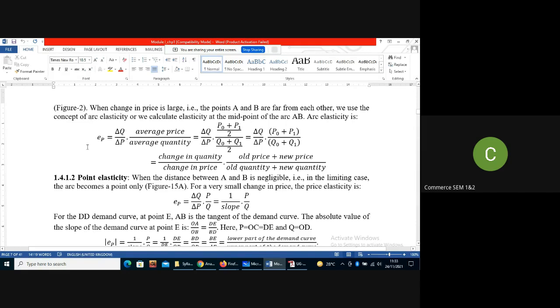So arc elasticity is equal to E sub P equal to change in, not percentage, change in quantity demanded divided by change in P multiplied by average price divided by average quantity. So average price means P0 plus P1 divided by 2, and average quantity means Q0 plus Q1 divided by 2. So this will be the formula. So change in quantity divided by change in price multiplied by old price plus new price divided by old quantity plus new quantity.